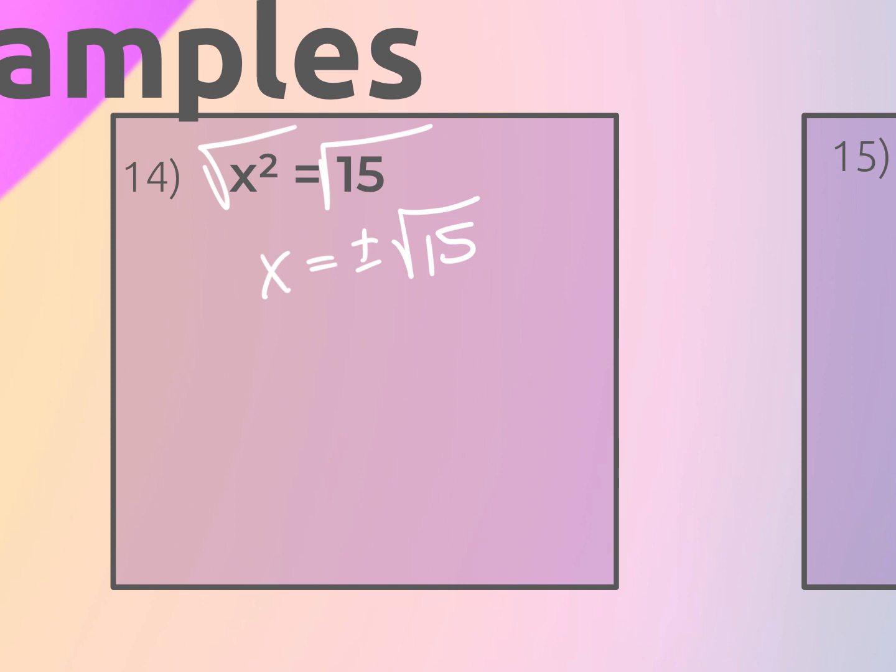Another way you could look at this is you could have factored it. X squared minus 15 equals 0. And then you would have to break it down into root 15 and root 15. I don't know if we're there yet, so I wouldn't worry about it, but that's how that works out.